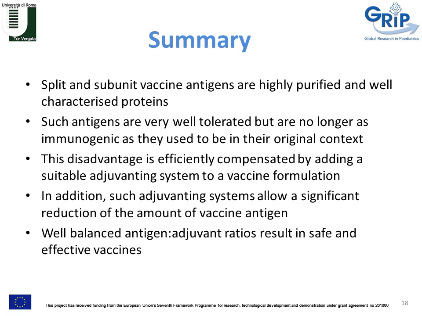Moving to slide 18 provides an opportunity to summarize what we learned during this presentation, but also during the first presentation I gave to you. So we know in the meantime that split and subunit vaccine antigens are highly purified and therefore very well characterized proteins or carbohydrate structures. Those antigens are on the one side very well tolerated, but unfortunately are no longer as immunogenic as they used to be in their original context. And this disadvantage is efficiently compensated by adding a suitable adjuvanting system or adjuvanting systems to a vaccine formulation.